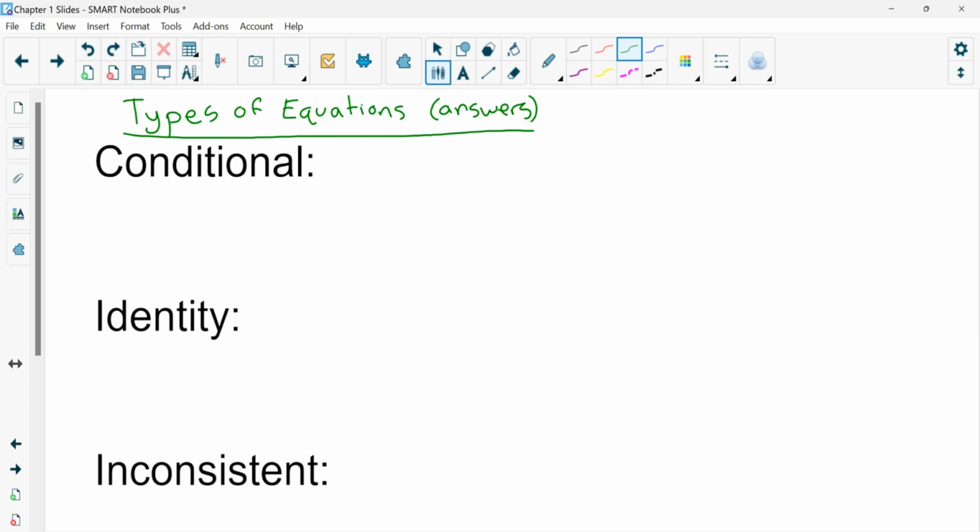Conditional equations is when the answer meets one specific condition, such as x equals 2. So when x equals 2, that makes a true equation, so it's a conditional equation. Or x equals 10. Or in general, when x equals any number, it would be conditional. Okay, so if it equals this number, then it's a true statement, a true equation.